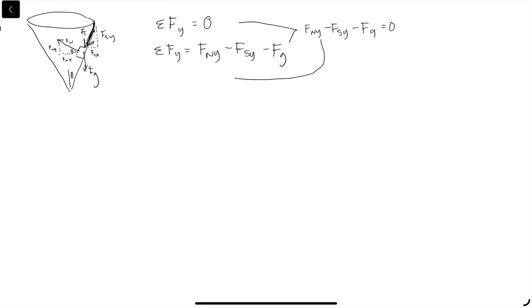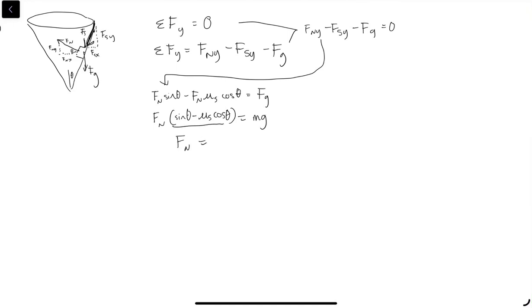And then I'm going to bring it down here and expand Fny to Fn sine, Fsy to Fn mu s times cosine. And then I'm going to add Fg to the other side. And then I can take out Fn here. And expand Fg into mg. And then we're going to isolate for Fn by dividing this.